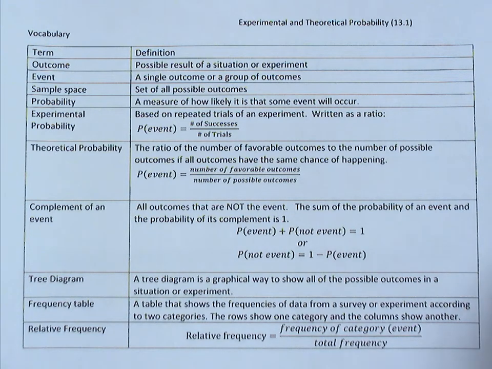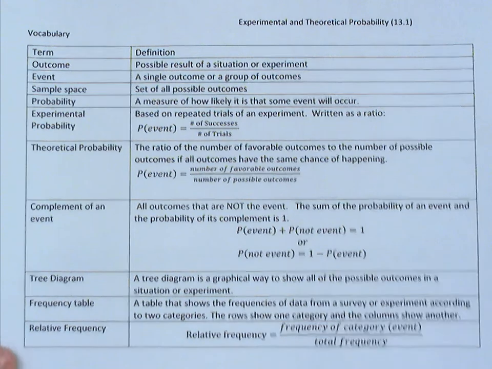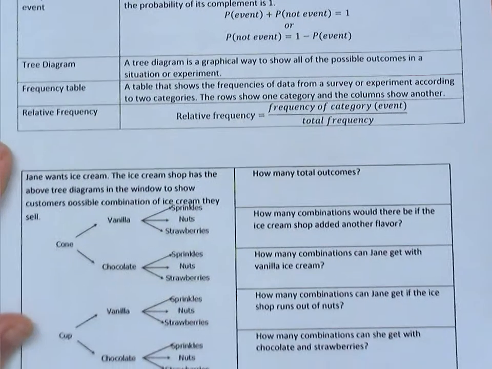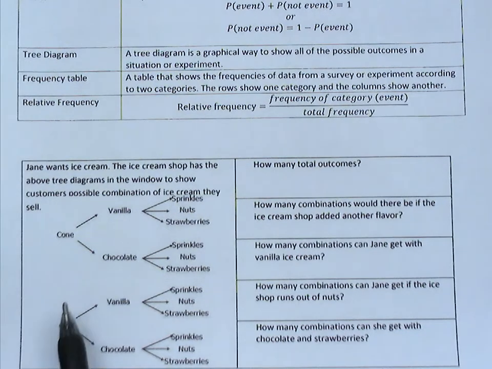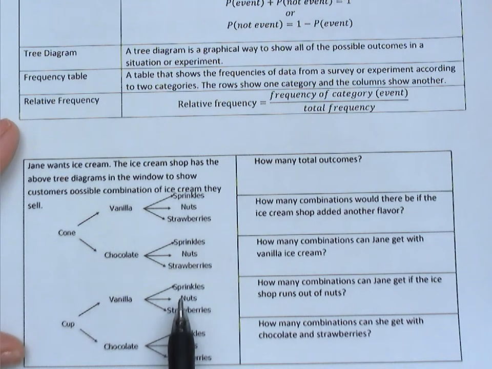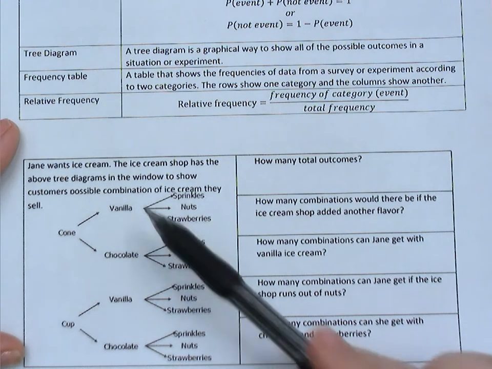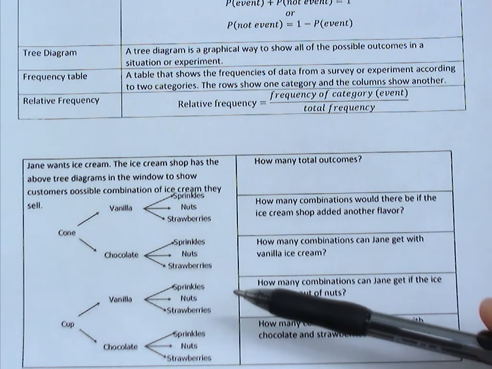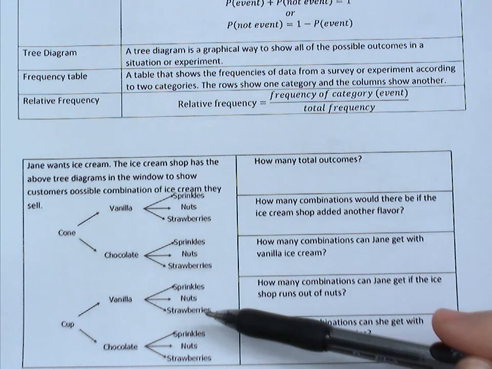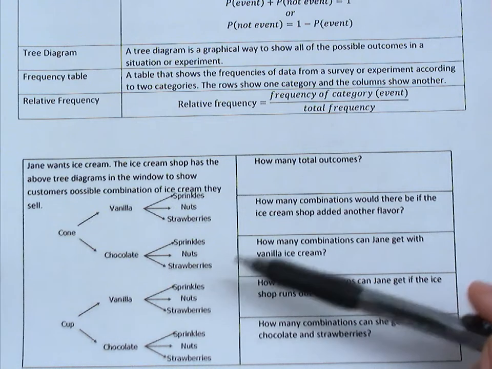All right. So looking first at our first tree diagram, Jane wants ice cream. The ice cream shop has this tree diagram in the window. Probably not, but we're going to use that idea. And these are all the possible ways that you can get your ice cream. You can either have a cup or a cone, you can either have vanilla or chocolate ice cream, and you can either have sprinkles, nuts, or strawberries on the top. Not any combination of those 3, just one of those 3.